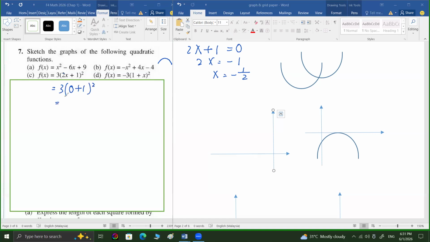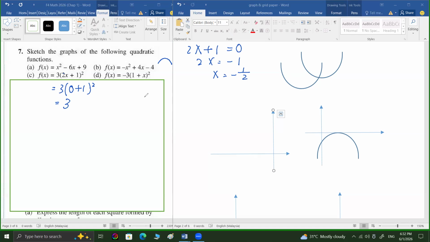Okay, can I know the y-intercept here? What is the value? 0 plus 1, 1 squared? 1. 1 times 3? 3. Don't tell me 9. Hello, SPM level already, this type of questions. Don't tell me 9.